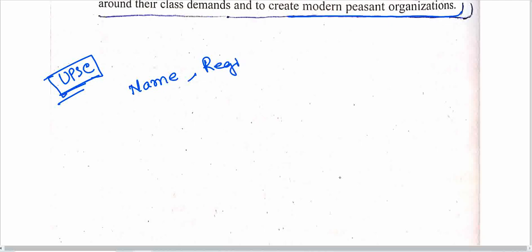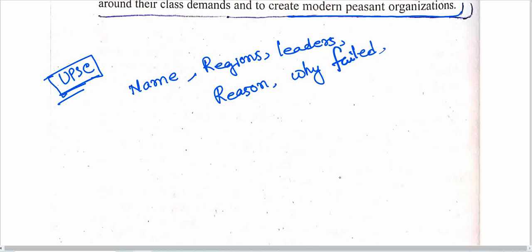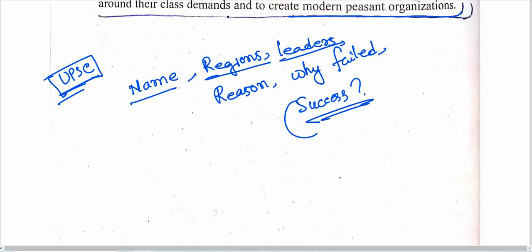regions, leaders, and reason, and why failed or succeeded. Like the Indigo Revolt, it succeeded, not the Kuka Revolt. The Kuka Revolt failed. So these points can be very much important if objective questions are asked, I think. So in this way, I will definitely add these points.